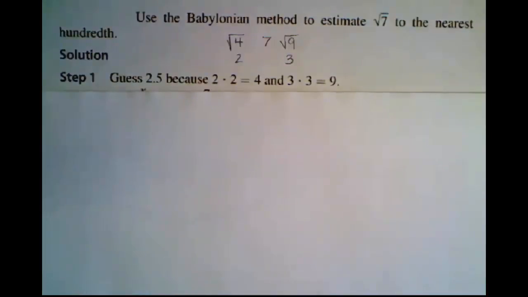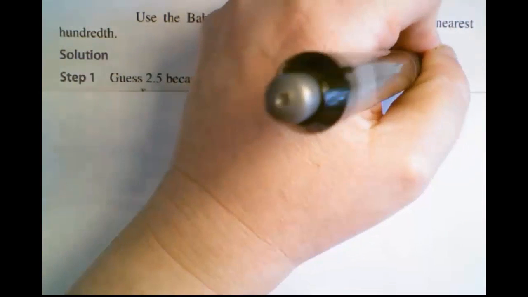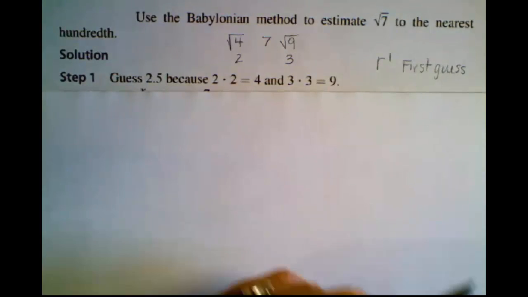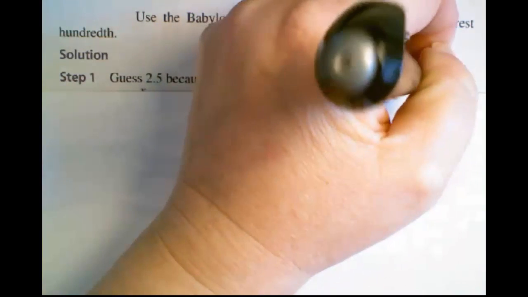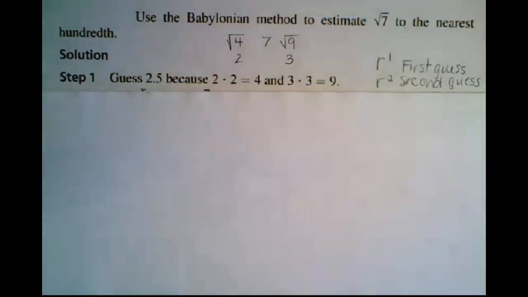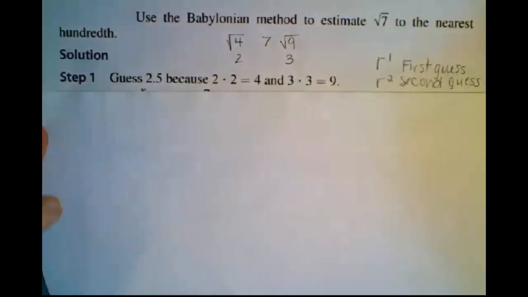Now in this formula that we are going to use, they have an R value, like an R1. That's your first guess. And then they have an R2, which you can probably predict is your second guess. So those two variables you're going to see in this formula. Our first guess is 2.5, and so far it's the same thing that we learned in our previous lessons of estimating square roots.